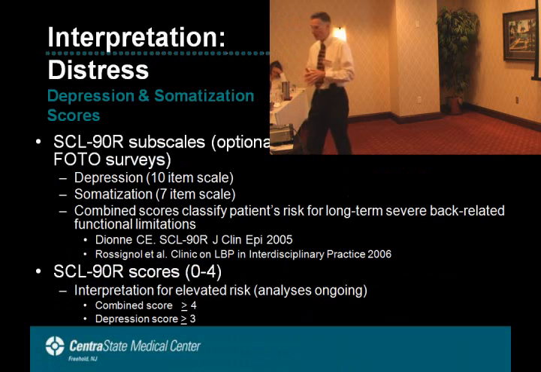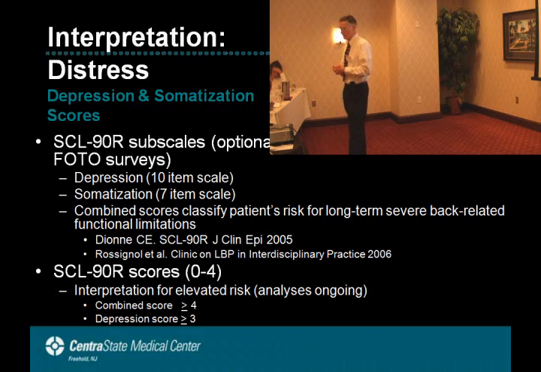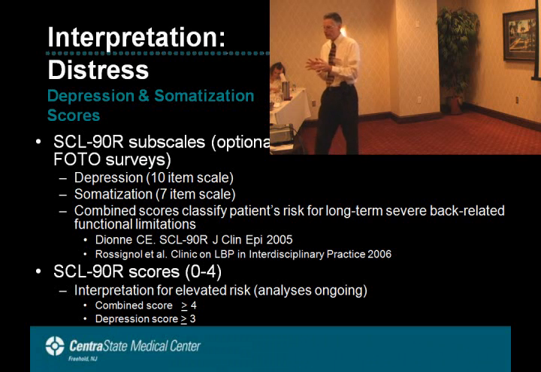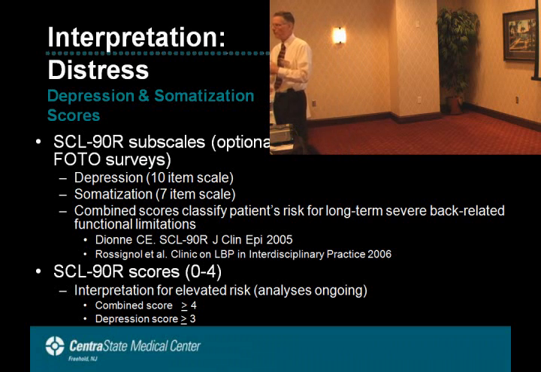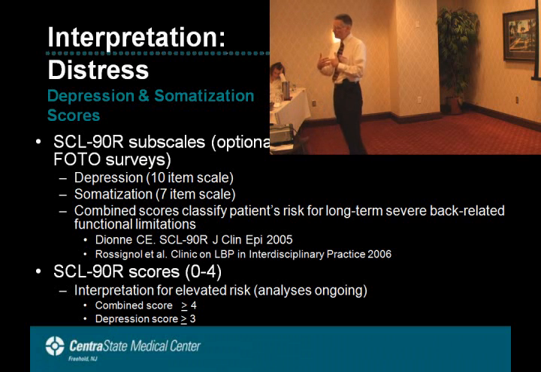Now, I've also brought up depression and somatization as part of the fear avoidance model. Well, this is how you can measure it. You have optional surveys in there looking for depression and somatization. There's an awful lot of literature supporting the use of those scales in primary care. And this literature comes from Dionne's work, but strongly supported by Rosignol.